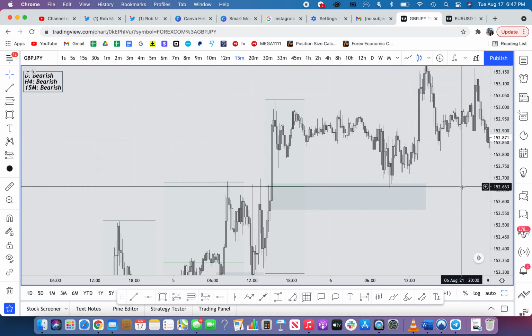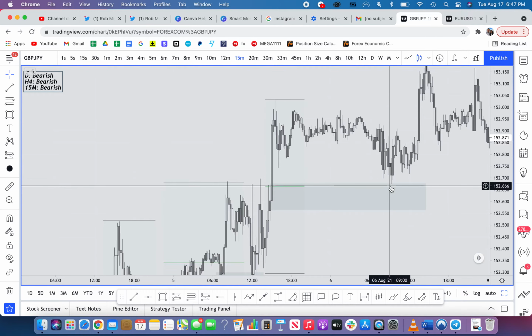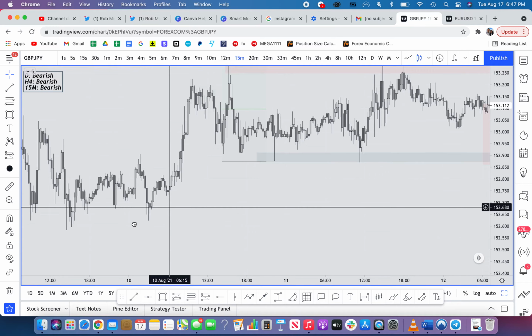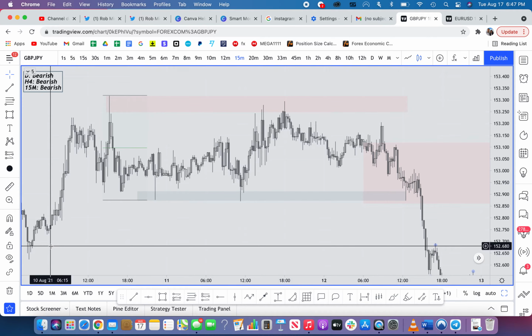So yeah, you could say it did mitigate 50%, and you're okay to take it up. Now, let's talk about the fib in a range. So GJ gets into a range here, and the fib works the exact same in a range.